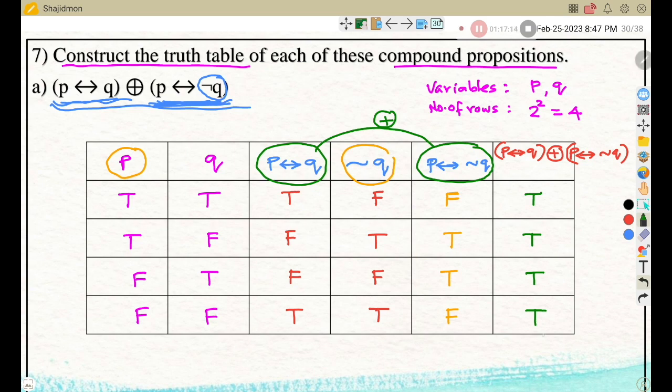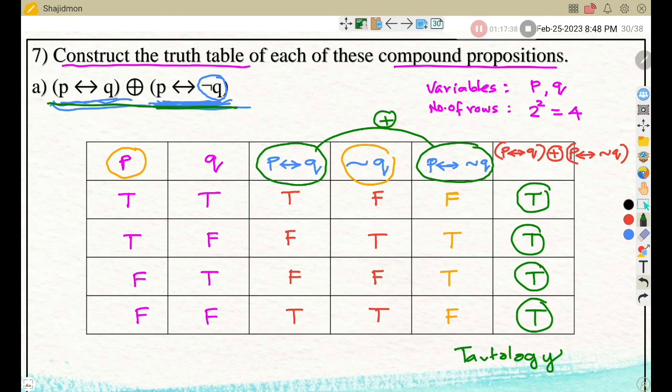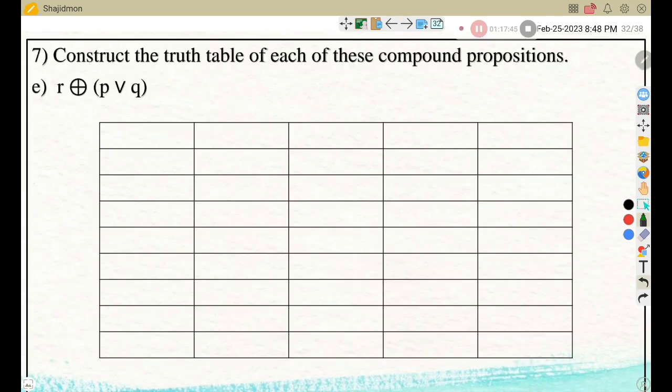In the final column, all the rows are true. See, here true, here true, here true, here true. All are true in the answer means we call it a tautology. This operation is a tautology. That means our question is a tautology. Tautology means complete true; all the rows true. Hope you understood this question. You can practice. Okay, now this one.